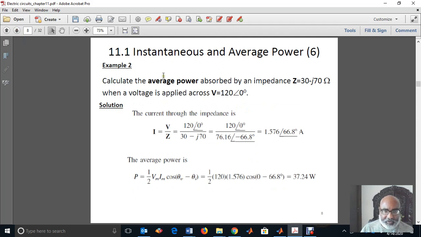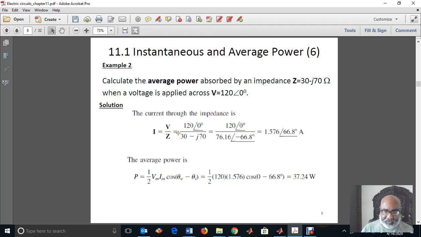This is another example. Calculate the average power absorbed by an impedance. This is an impedance having Z is equal to 30 minus J70 ohm when a voltage applied across the load is 120 at an angle of 0 degree. So we have the load here. This is capacitive load because I have minus J70. What is the current? The current through the impedance is I is equal to V over Z.